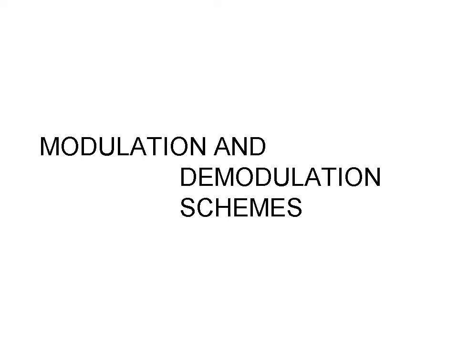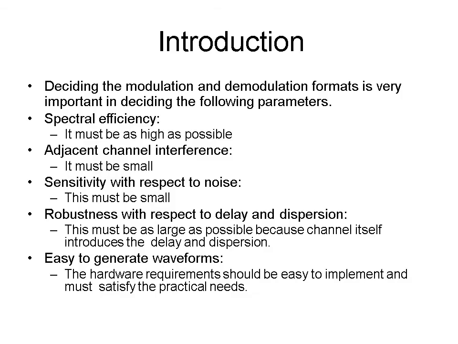Next we are going to see the modulation and demodulation schemes. In the introduction to modulation and demodulation schemes, deciding the modulation and demodulation format is very important in deciding the following parameters: spectral efficiency, which must be as high as possible; adjacent channel interference, which must be very small; sensitivity with respect to noise, which must be small; robustness with respect to delay and dispersion, which must be as large as possible because the channel itself introduces delay and dispersion; and easy to generate waveform. The hardware requirements should be easy to implement and must satisfy practical constraints.